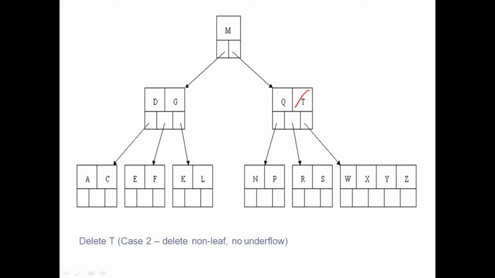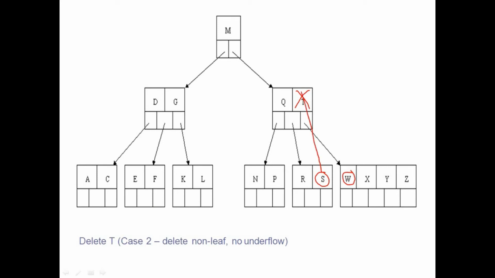This T in the tree is in a non-leaf node, with no underflow. So if you want to delete this T, in the case of a non-leaf you have to promote one of its child keys in place of the element. In promotion you take the largest element from the left subtree, or the smallest element from the right subtree. So you have to delete this T and replace it with S or W.